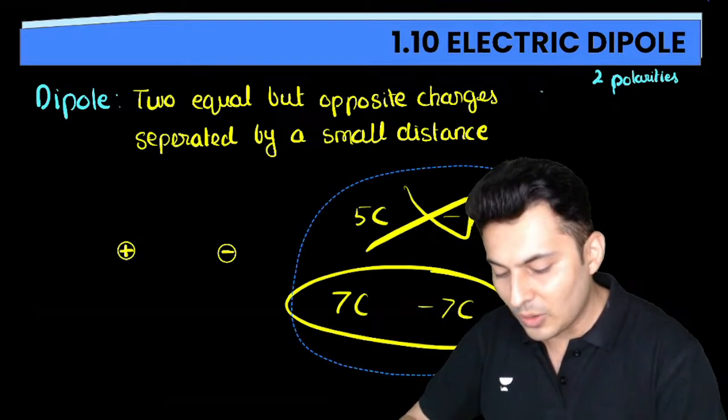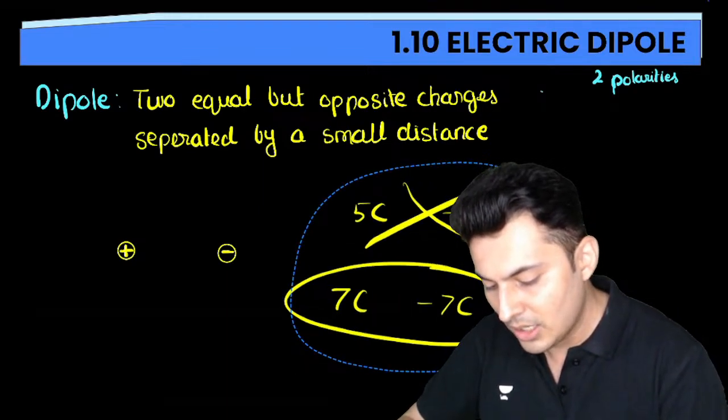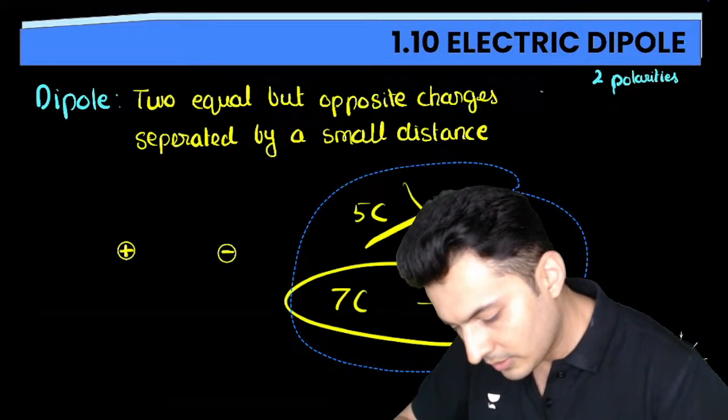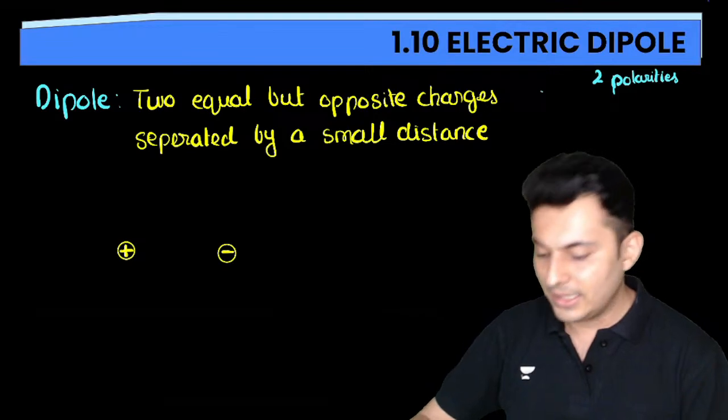So this is how the pairing occurs, and this is how we define dipoles.